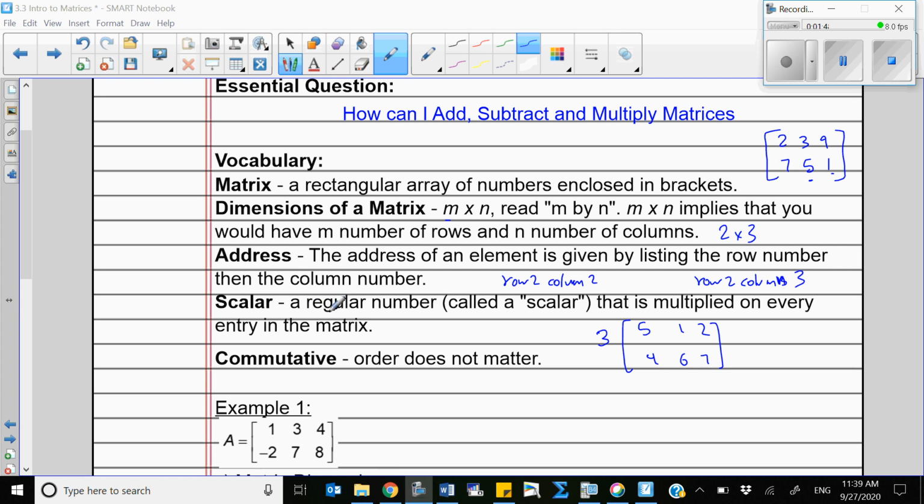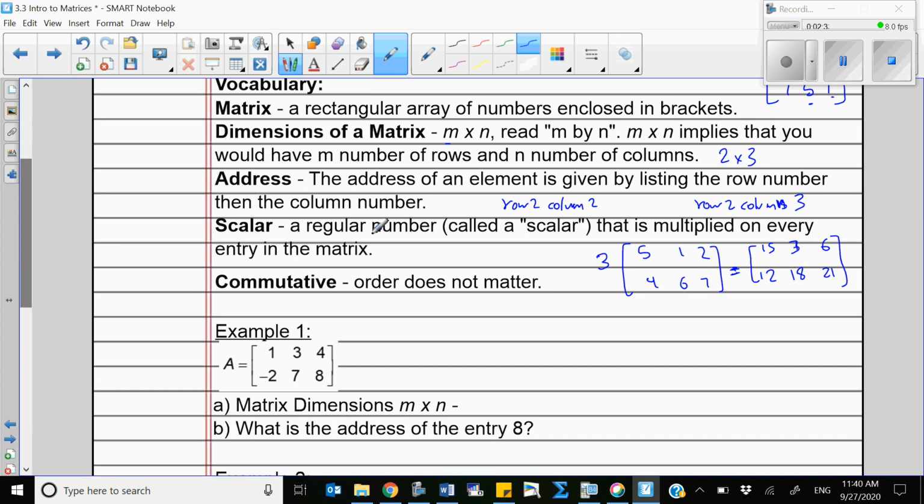Next is a scalar. That's a regular number called a scalar that is multiplied on every entry in the matrix. Like here, for example, we have a number 3, that's a regular number, which is going to be multiplied on every entry in the matrix. So for example, this one is going to be 3 times 5, 15, 3 times 1, which is 3, 3 times 2, 6, 3 times 4, 3 times 6, and 3 times 7. So we multiply the scalar by every element in the matrix.